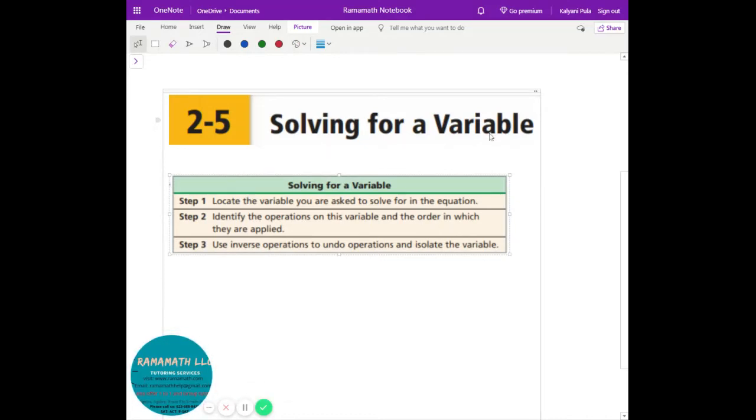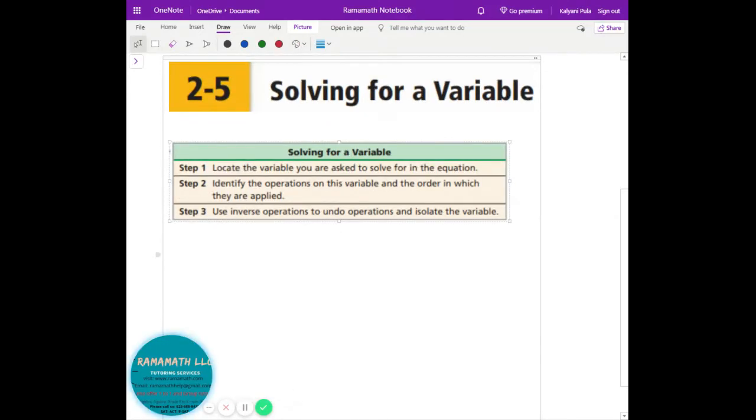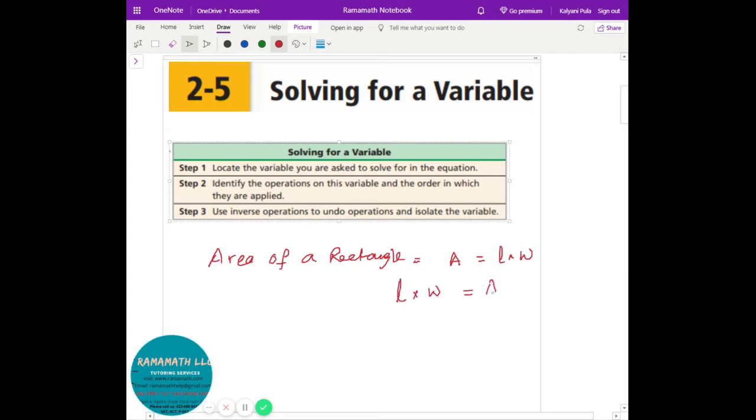Alrighty, solving for a variable. When you look at the formulas, let's say I have the area of a rectangle. You guys already know area is length times width, right? Sometimes in the questions, they give you the area, but they ask you to find the length. So let's say length times width equals area. If you need to find the width, divide by L on both sides. So your width is area over length.